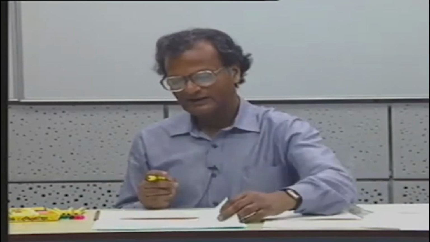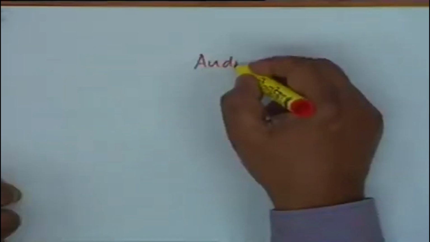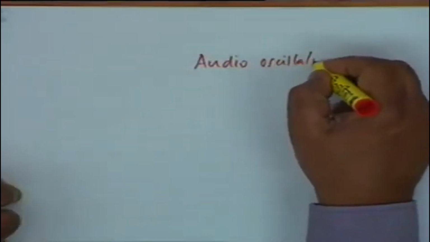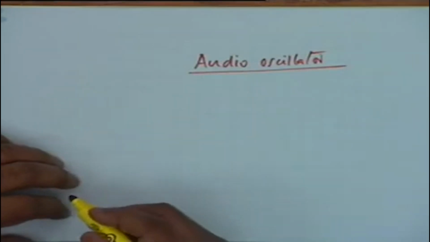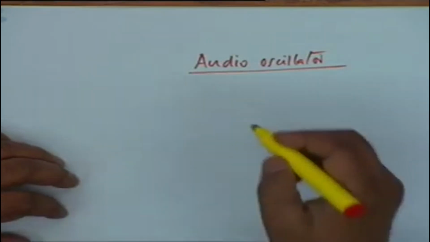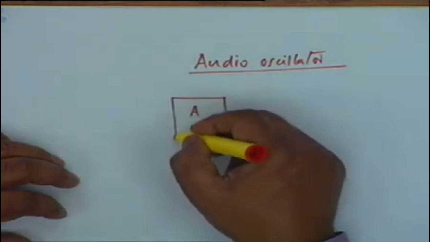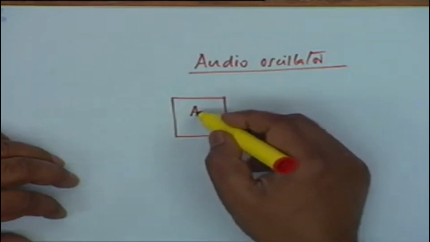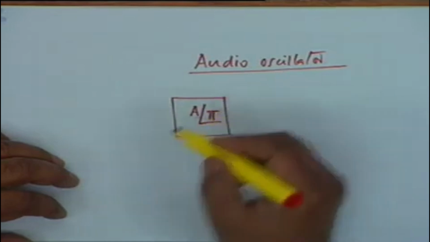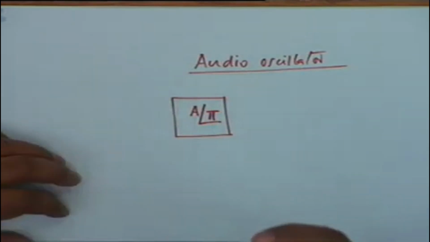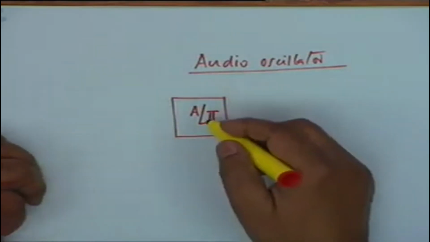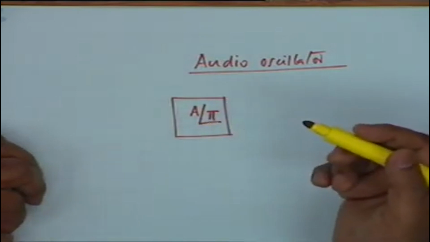Therefore, what we do is we use alternative means. Let's look at some of the audio oscillator circuits, and let's consider an idealized amplifier. Let us consider an amplifier A, which gives a gain A and a phase angle of pi. For example, a single stage BJT amplifier gives a gain and a phase shift of 180 degrees.